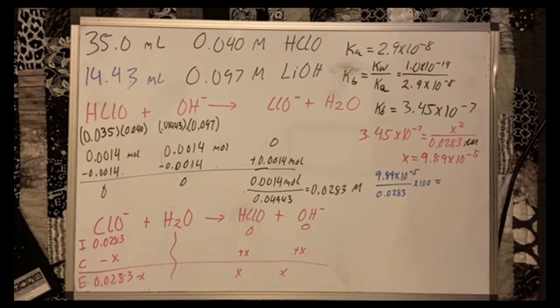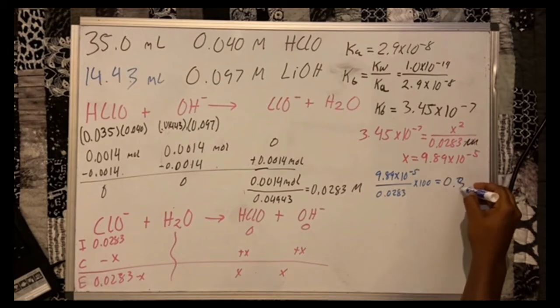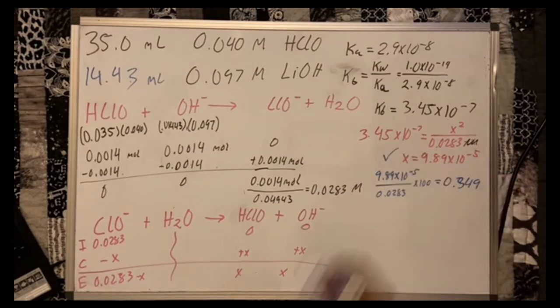Oops. Calculated them like that. The answer over 0.0283, yada yada, times 100. Get out of scientific notation mode. Sorry, I'm talking to myself. Oh, not that one times 100. Whoops. This. Okay, I got 0.349. So this is good.